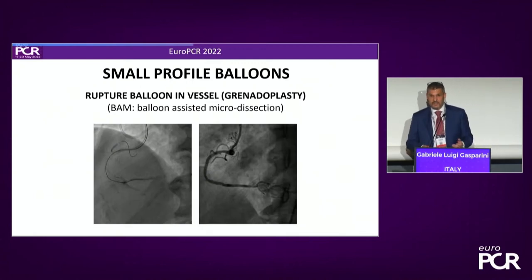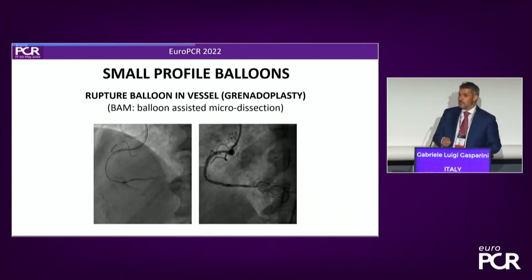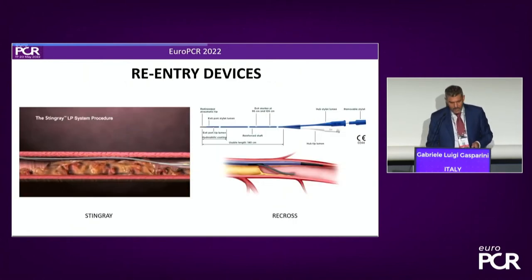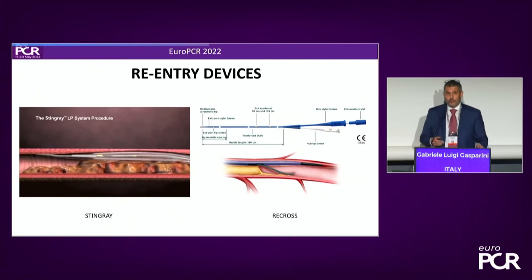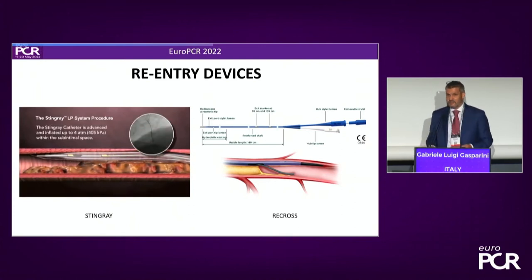But sometimes these techniques are not effective, so you can go on with the next step, that is the granatoplasty or balloon assisted microdissection. The aim is more or less the same, to create some modification in the plaque to allow the antegrade advancement of our gear. Then, of course, if you deal with calcium, sometimes you need to perform also some antegrade dissection and reentry techniques.